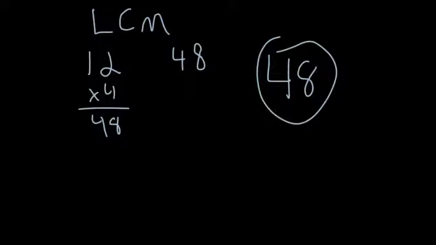So before you start just multiplying and factoring and all that stuff, just look, will the smaller number go into the bigger number evenly? If it does, then that's your least common multiple.